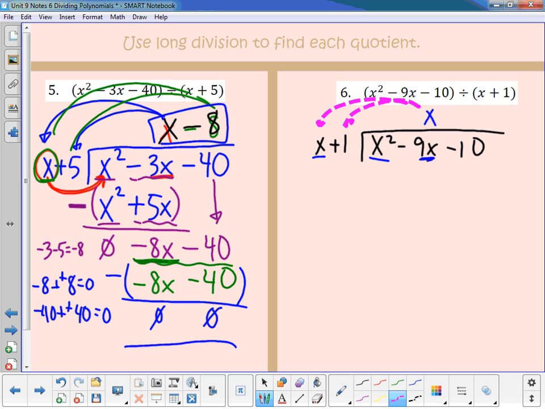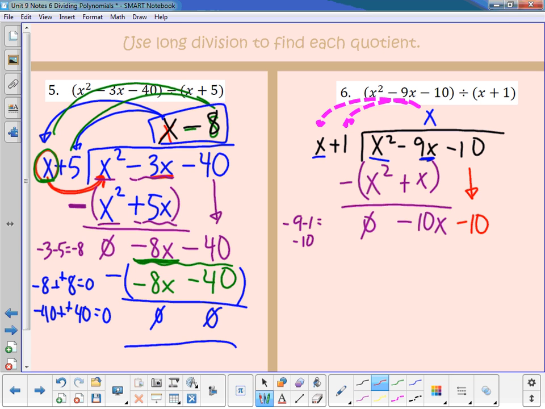I have x times x, which is x squared. And I have x times 1, which is x, and subtract. x squared minus x squared is 0. Negative 9x minus x, that's negative 9 minus 1, negative 10. Okay, so I'm done with that part. I need to bring down the negative 10 and try it again. I want you to see if you can finish this question on your own and get to the end of the quotient there. And that'll be the end of our video for today.